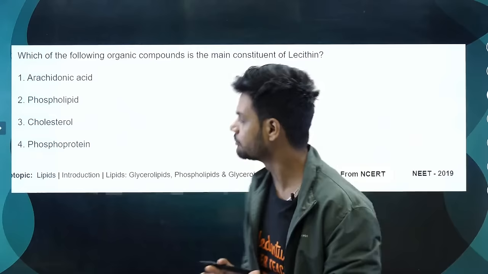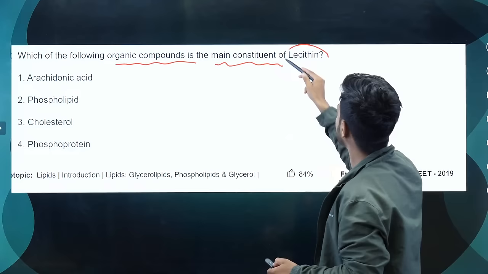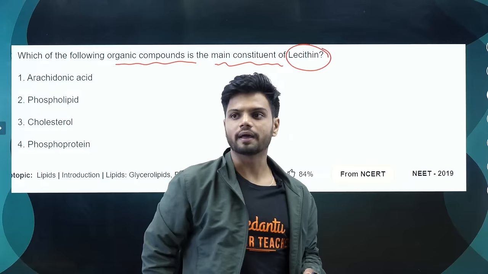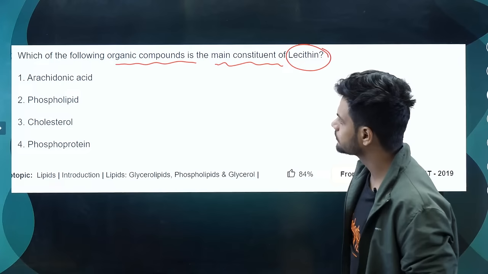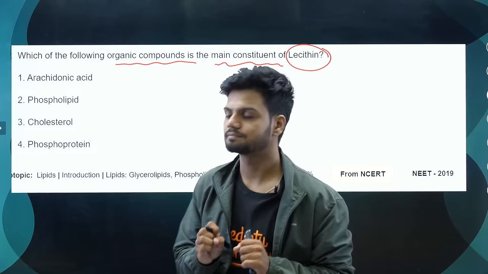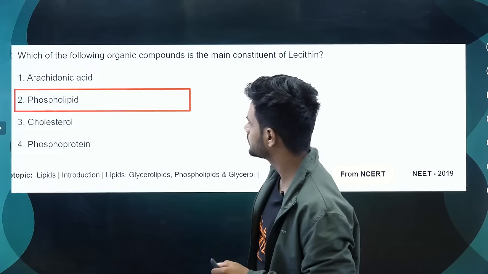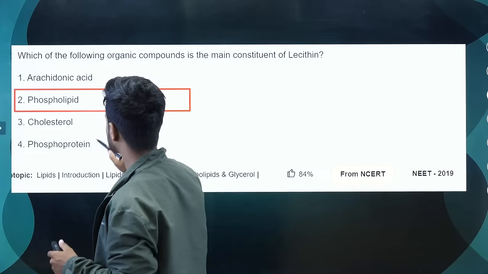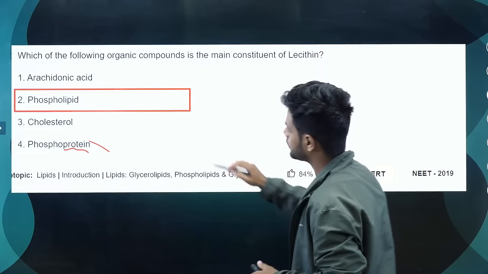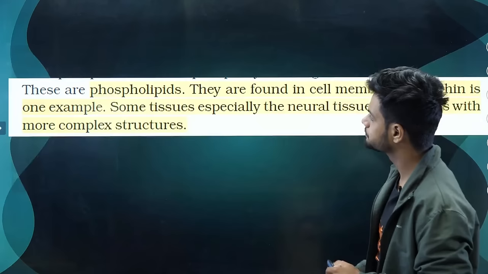Now, which of the following organic compounds is the main constituent of lecithin? Start answering. All of us know lecithin is a type of phospholipid. It's a part of phospholipid. Oh, it's here. It's phospholipid. Phospholipid example is lecithin.